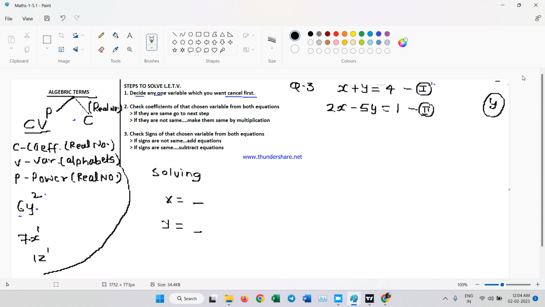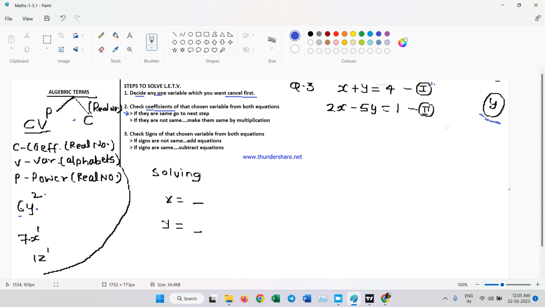Now see, the second step is about the coefficients. Check the coefficients of that chosen variable from both equations. Now guys, you have to check only the coefficients, not along with the sign, because there is a separate rule for sign. So just check the numerical value of the coefficient of the chosen variable. If they are the same, go to the next step. But if they are not the same, make them the same by multiplication.